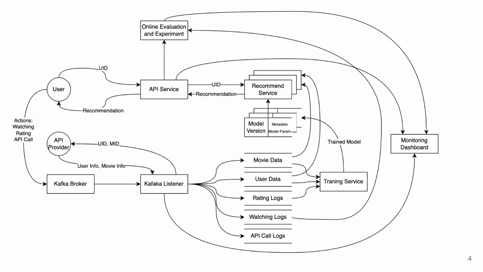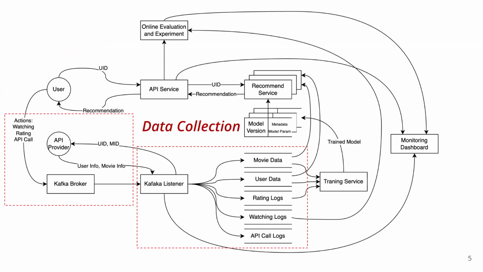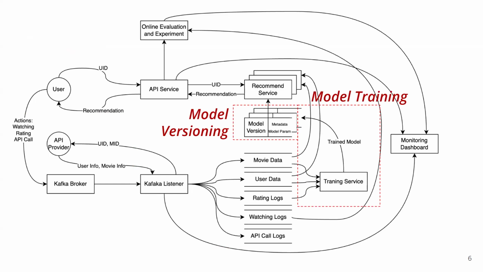So this is how our overall system architecture looks. The first component is data collection, where we collect user and movie data using Kafka and an API provider. Users send their watch logs through Kafka, and using that information, we fetch user and movie data through a given API provider. And using the recently collected data from the previous step, we train the model.